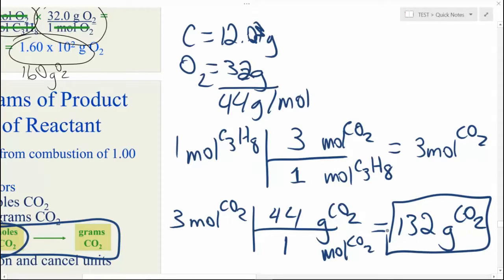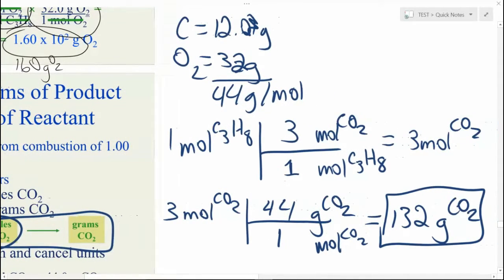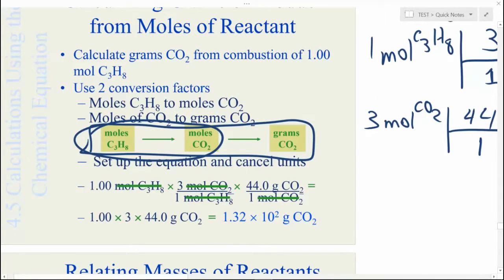That's the amount of carbon dioxide that would be produced in mass from 1 mole of C3H8, which is 3 moles of carbon dioxide. So knowing the path is really important. I need to answer the first question, moles to moles, the stoichiometry.